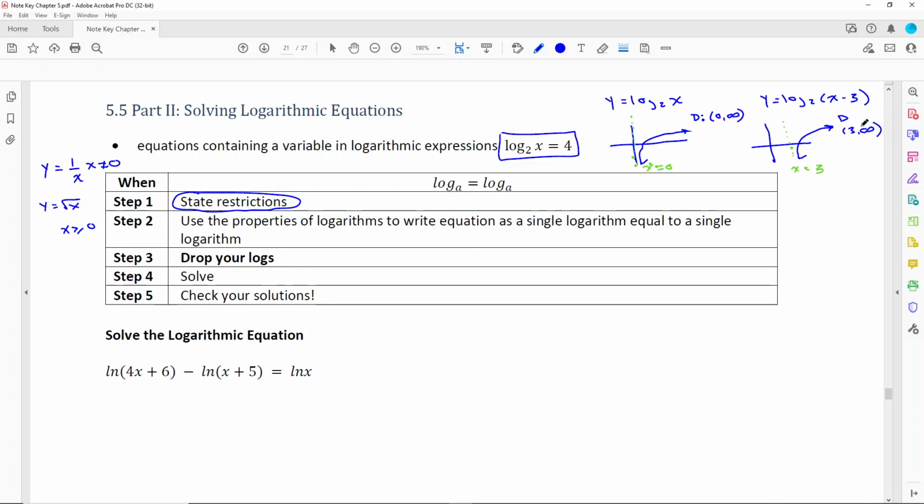Now what we're going to do is look at solving logarithmic equations. What that means is that instead of a y, we're going to put a number. So instead of saying y equals log to the base 2 of x, we're going to say, hey, when y is 4, what x value gives that to me? And we're going to solve for it, and we're going to make sure there's no extraneous solutions. In other words, a solution that appears as a solution but doesn't actually work in the equation. So to do this, we can state restrictions first, and then we can go through our steps.